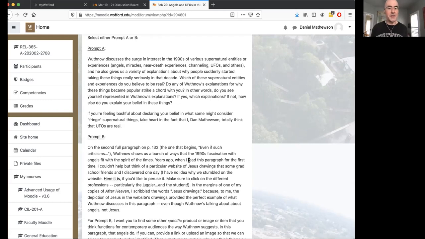Which of these supernatural entities and experiences do you believe to be real? Do any of Wuthnow's explanations for why these things became popular strike a chord with you? In other words, do you see yourself represented in Wuthnow's explanations? If yes, which explanations? If not, how else do you explain your belief in these things? And what I tell them is, if you're feeling bashful about declaring your belief in what some might consider fringe supernatural things, take heart in the fact that I, Dan Mathewson, totally think that UFOs are real.